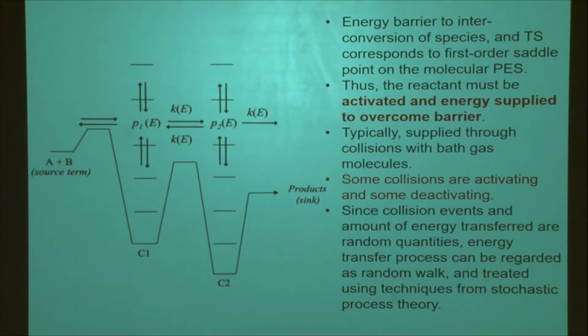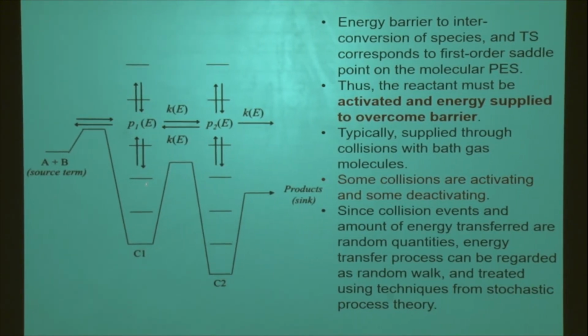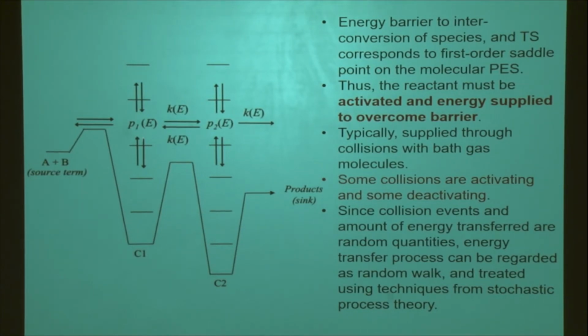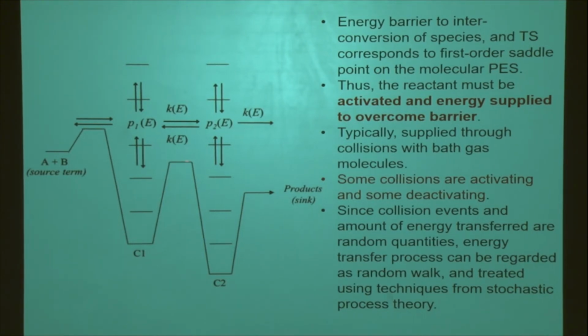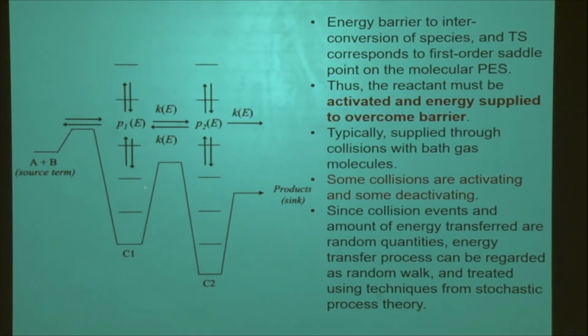In this case, then, the reactant, all of these are moving up and down the energy levels depending on how much energy is supplied to the system. And the reaction must be activated and enough energy supplied to overcome the barriers to form the products. So we've basically got energy transfer going on through collisions with the bath gas. Some of these collisions will be activating to form our activated complex, and some of them deactivating.